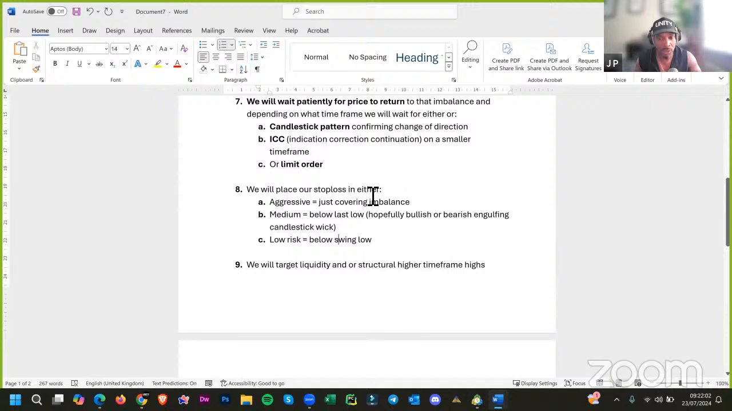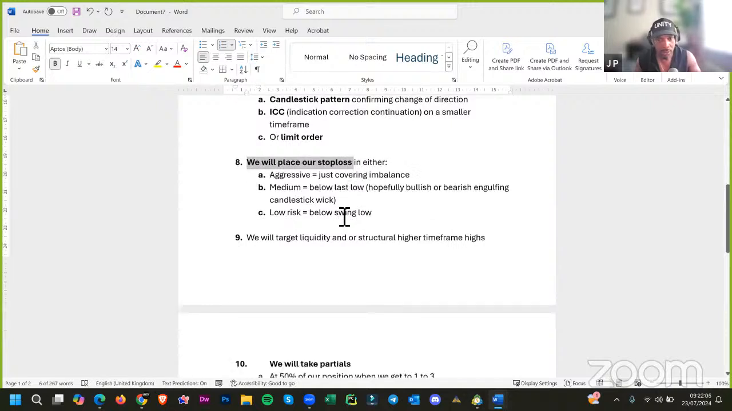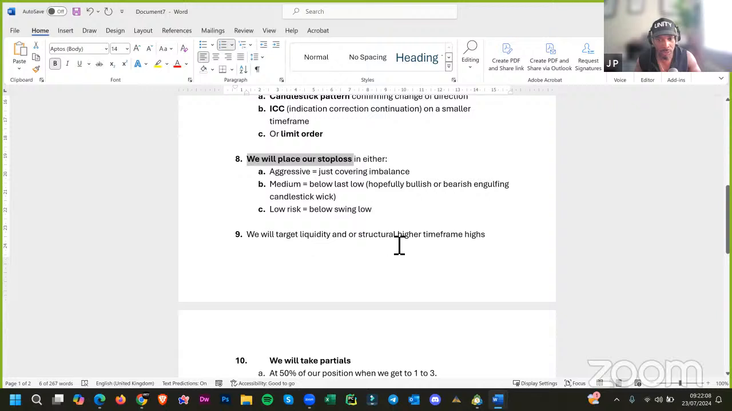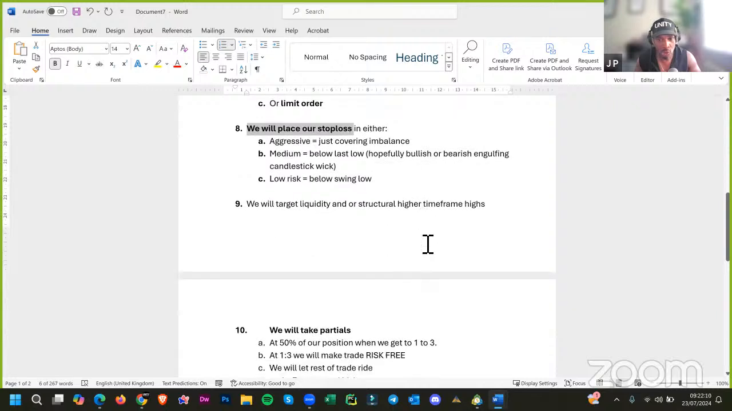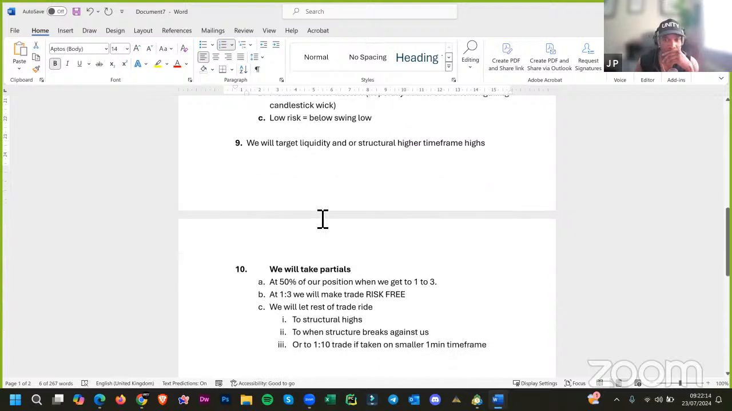We will place our stop loss. We will target liquidity or structural higher time frame highs or lows, and all structural higher time frames.